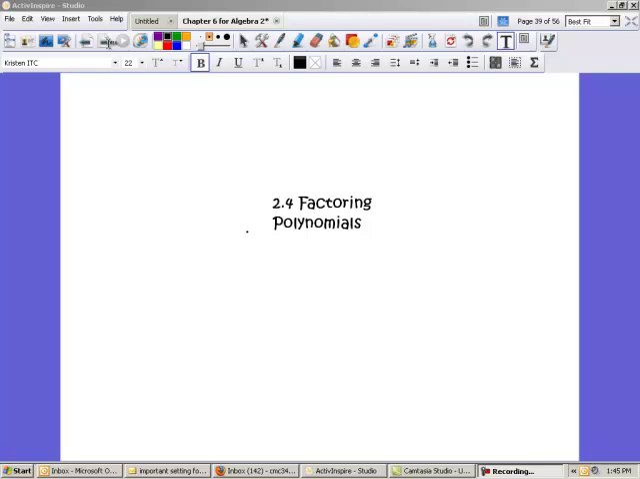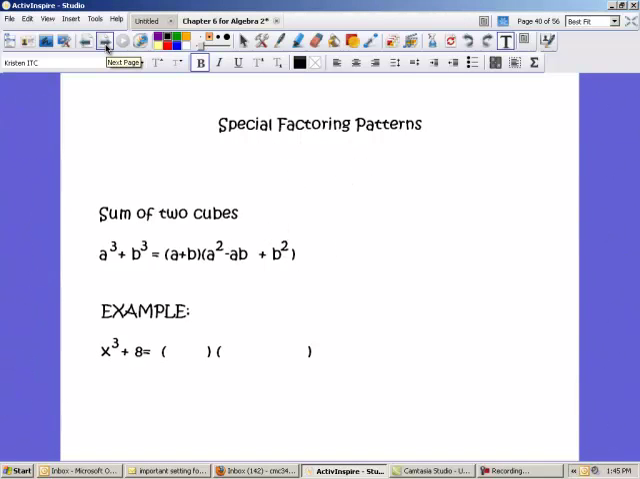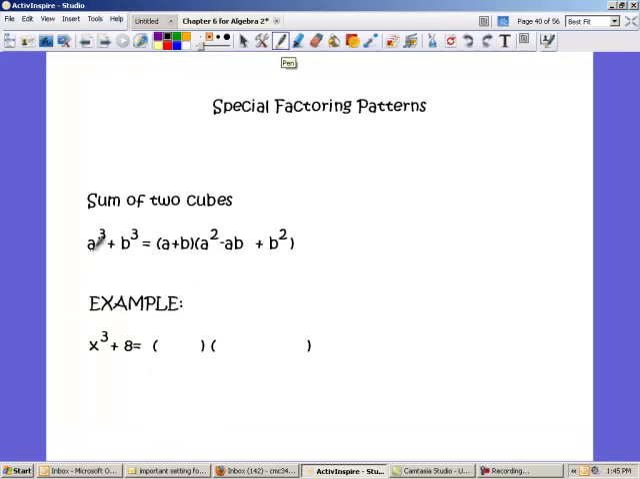Alright, this is section 2.4 and we're going to do some more factoring with polynomials. We've already done some factoring, so you should be getting better at this, but there are a few patterns that we haven't discussed yet, and that's when we have the sum of two cubes. So if we have something here that can be cube rooted and something here that can be cube rooted, and there's a plus sign, you're going to follow exactly what this pattern tells you to do.